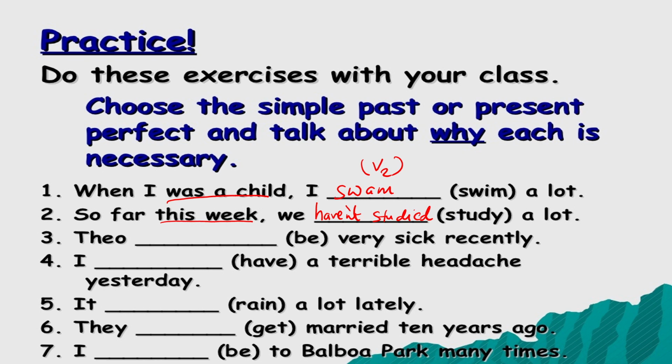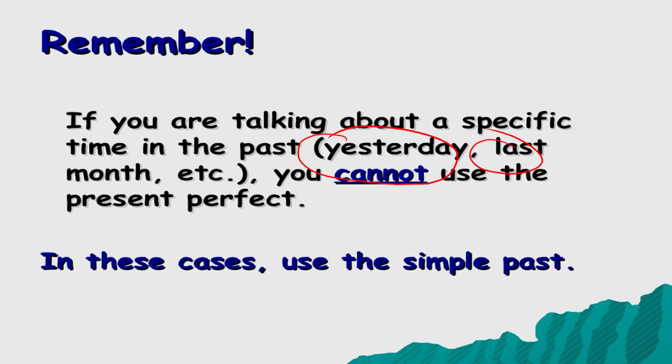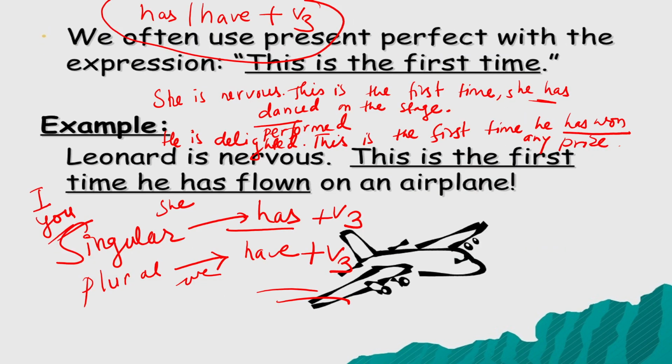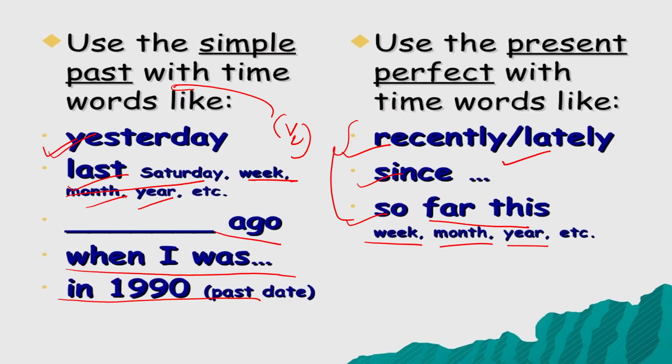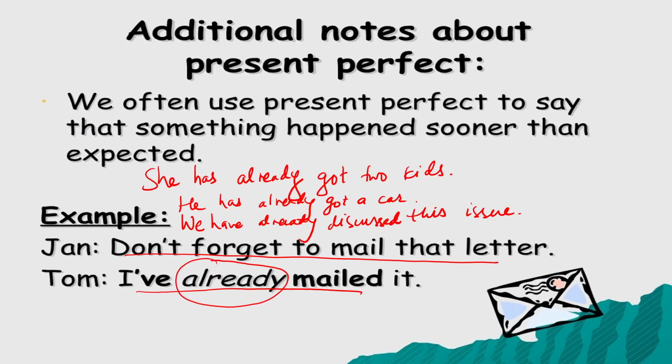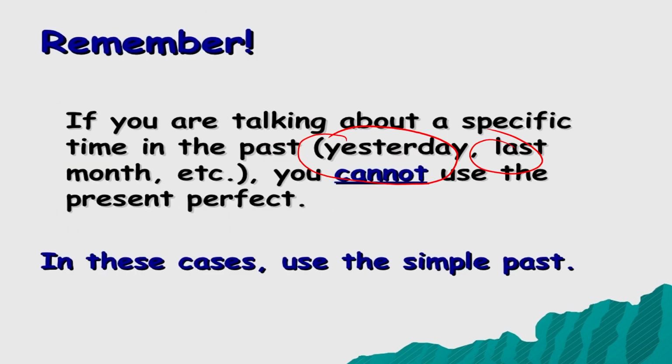We discussed that when we use so far, so far this week, this month, we use present perfect. See here, if you have forgotten, so far this week, this month, year, always use which tense? Always use present perfect tense. Got it? Clear? Okay, so let's come back to the practice.